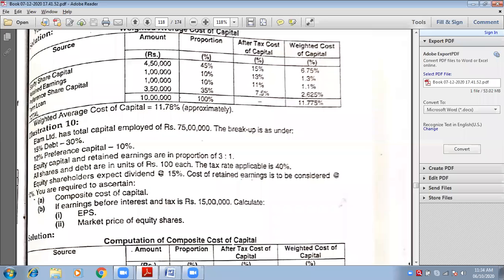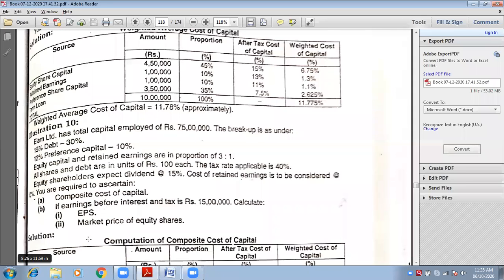You are required to ascertain the composite cost of capital. What do you mean by composite cost of capital? It is weighted average cost of capital. If the earnings before interest and tax is 15 lakhs, this is case B. What they are asking you is, if earnings before interest and tax is 15 lakhs, calculate EPS and market price of equity shares. I will help you calculate this.